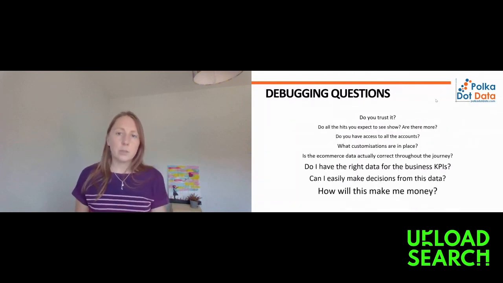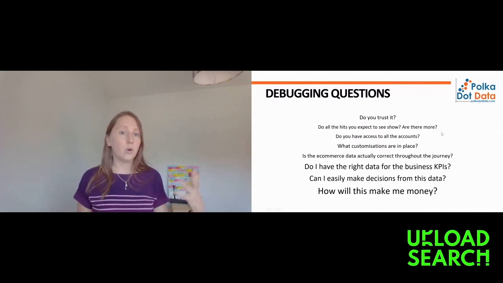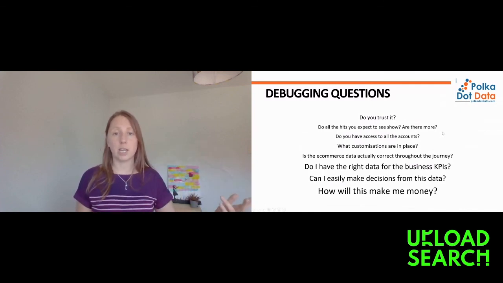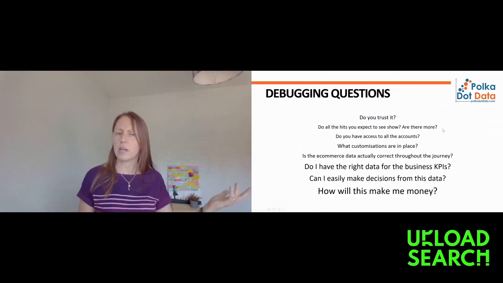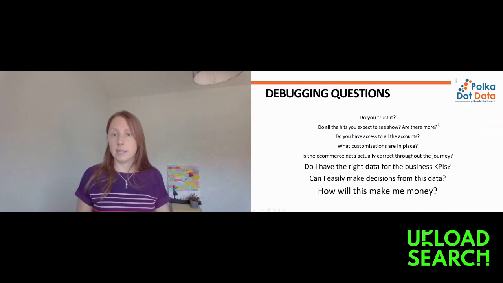So we think about the debugging questions when we're debugging. Firstly, do we trust it? Do all the hits that we expect to see show up? Are there any more? Do you have access to everything that's showing up and firing to all the same GA accounts that you have access to? What are they? What customizations have you got in place? And is the e-commerce data correct?